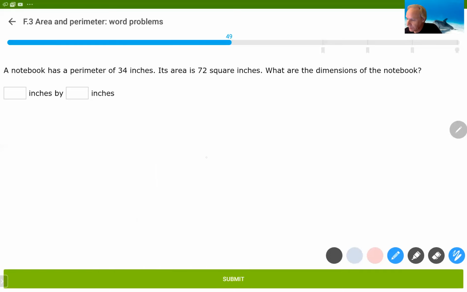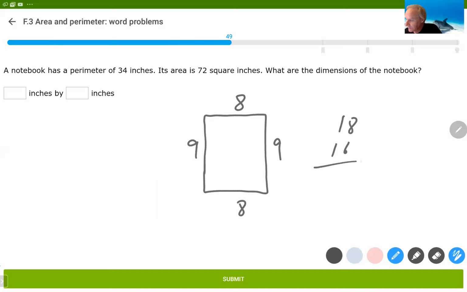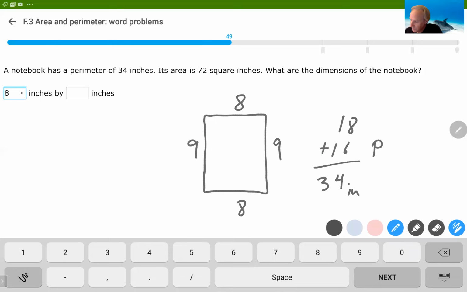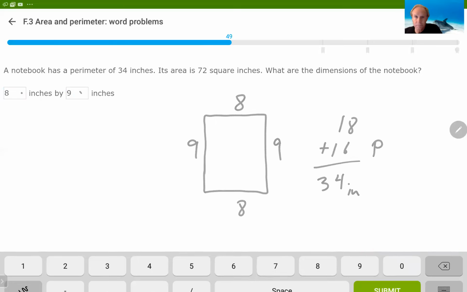Same type of problem. 72 is 9 by 8. Let's see if that works. 8 by 9. And that is 18, and 16 is 34. I just added up the 18 and the 16, my sides, and I get 34 inches for my perimeter. Oh, sorry, it didn't show. And my area is 72, so it's 8 by 9.